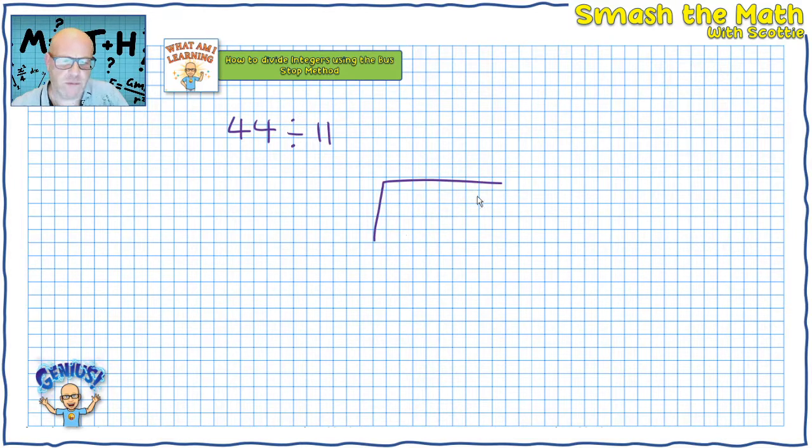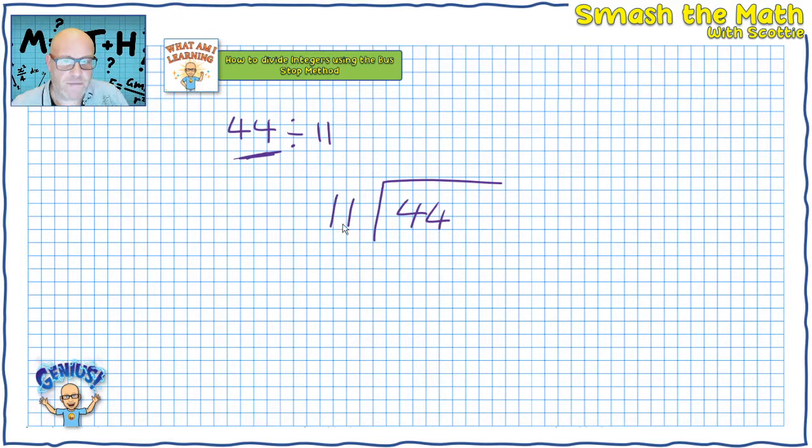It's called the bus stop method because this sort of box looking thing looks a bit like a bus stop. That's why it's called bus stop. And then we say the division in our head. So we go 44, and the first number, this number here, always goes inside the bus stop. So 44 divided by 11, and 11 goes on the outside. Okay? So this one's relatively easy.